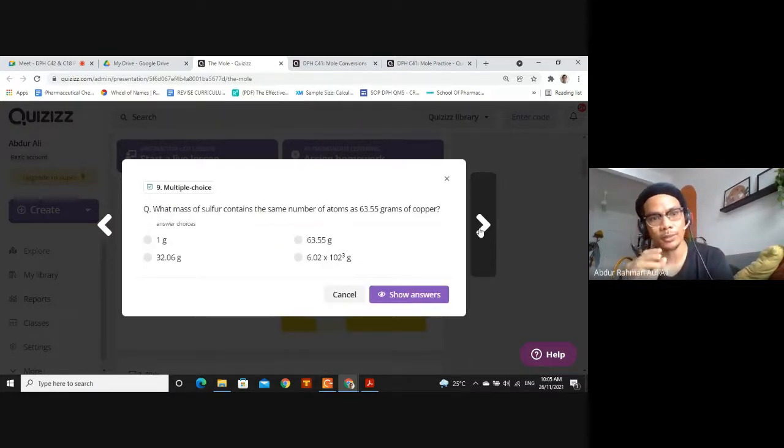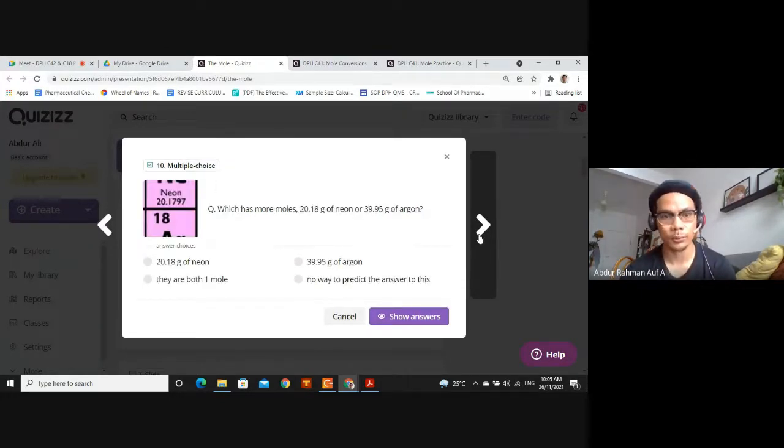Okay, so next question here. What mass of sulfur contains the same number of atoms? This is a bit confusing. Later on kita akan venture into this. Okay, sekarang saya nak kamu faham apakah itu mole dulu. Okay, this question is interesting. So, which has more moles? Okay, 20.018 gram of neon ataupun 39.95 of argon. Okay, so dia tanya kat sini, which has more moles?